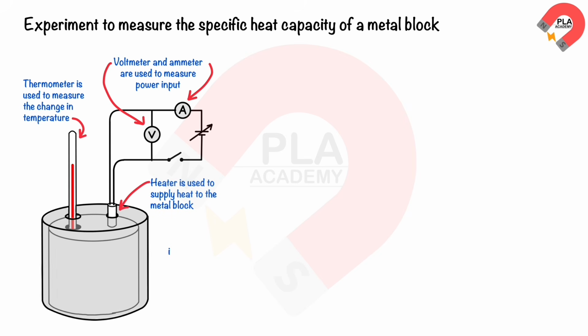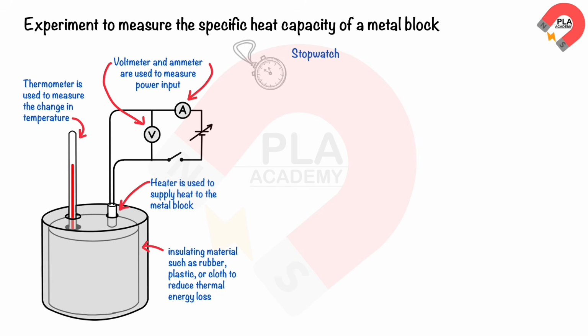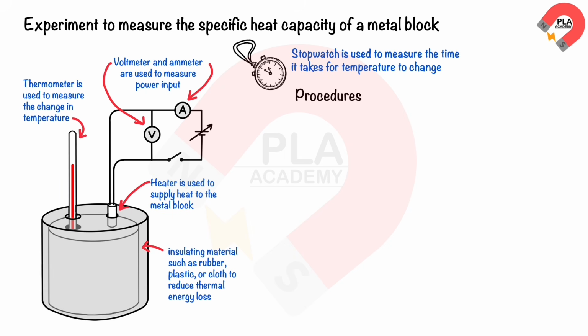The metal block is insulated with an insulating material such as rubber, plastic, or cloth to reduce thermal energy loss to the surroundings. The stopwatch is used to measure the time it takes for the temperature to change. The procedure of measuring the specific heat capacity is as follows.